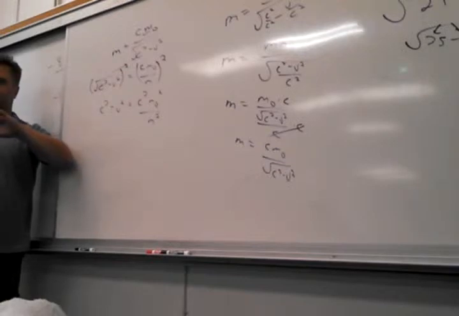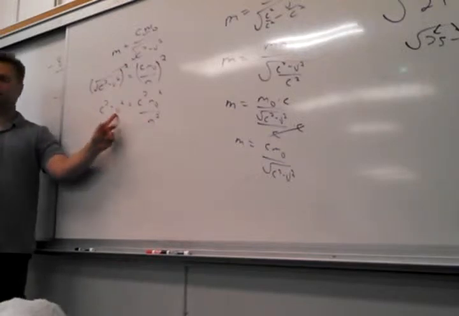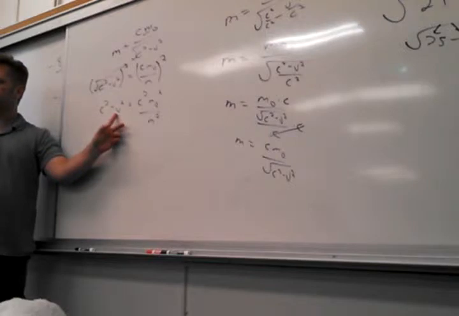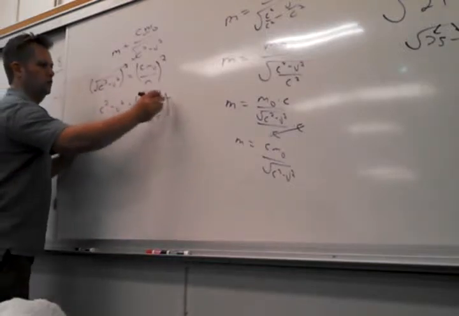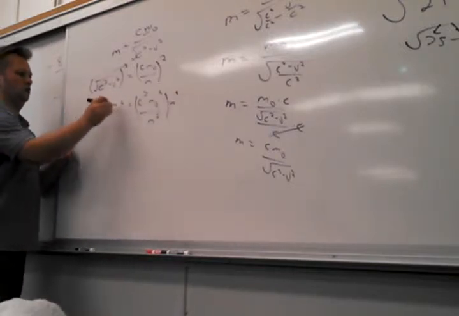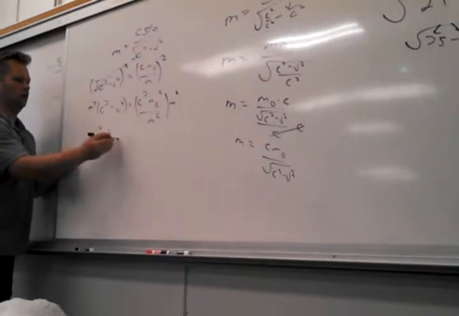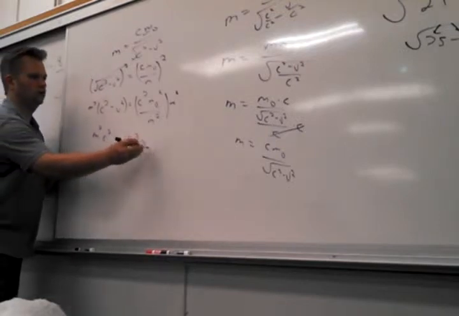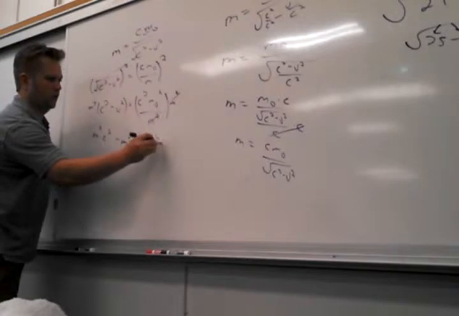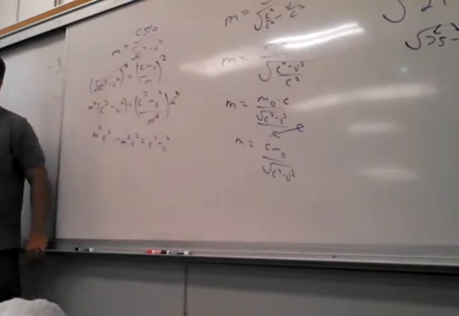Let's multiply by m squared. Kill the fraction like we always do, right? So multiply by m squared. So I end up with m squared c squared minus m squared v squared equals c squared m0 squared.